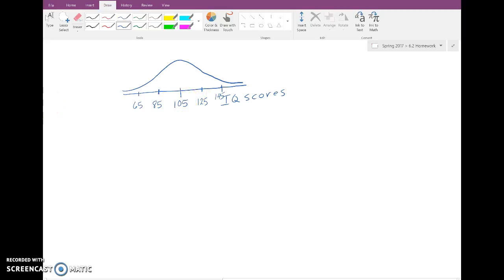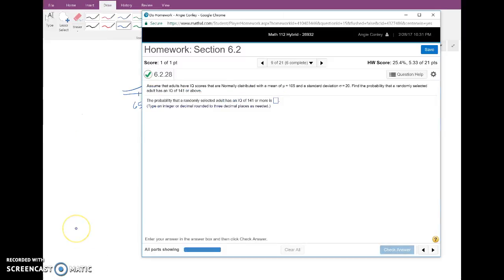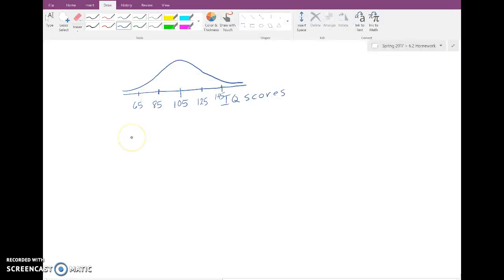So let's go back to the question again. We want to find the probability that a randomly selected adult has an IQ of 141 or above. So an IQ of 141 would be between 125 and 145. So here's my IQ of 141. It's going to be closer, obviously, to 145. So I'm going to put it right there. I'm going to draw it below here just because I ran out of room.